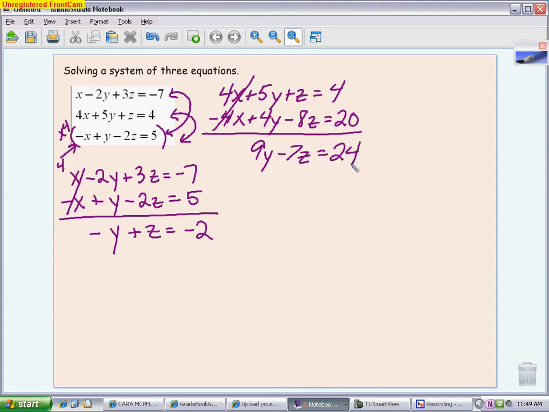Now you're going to have 2 lines. So you have this one that you got down here, and this one you got up here. They should both have the same 2 variables. This one has y's and z's. Now my goal is to do what we did earlier in the chapter: do elimination again. Now eliminate another variable, either y or z.